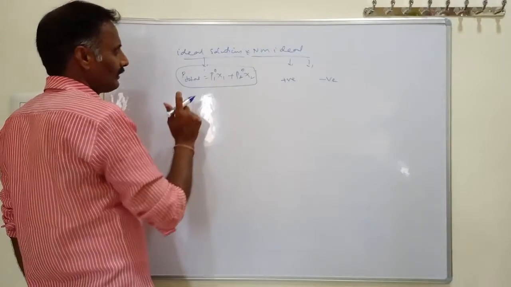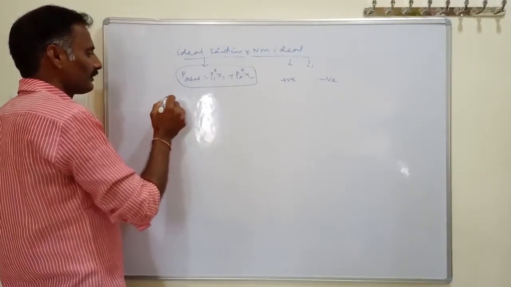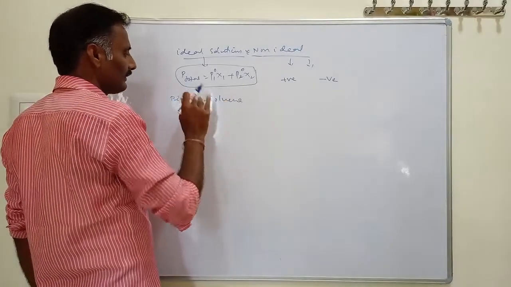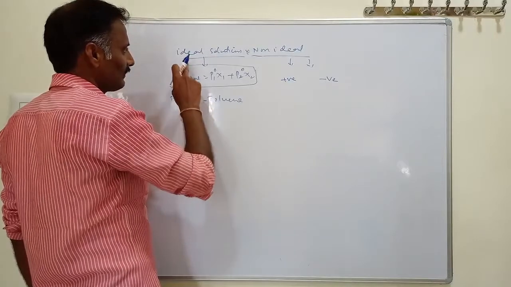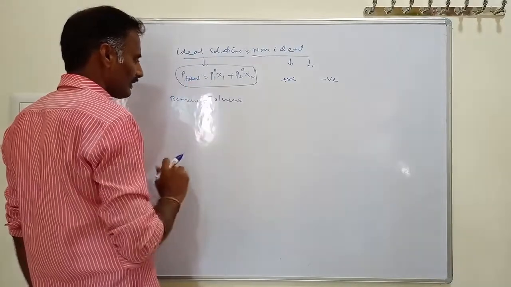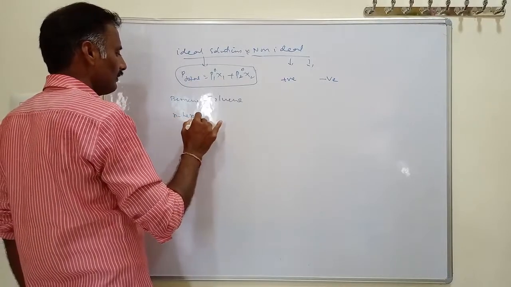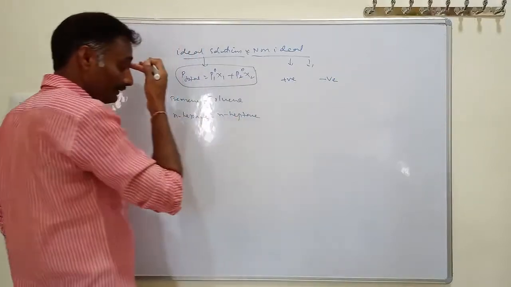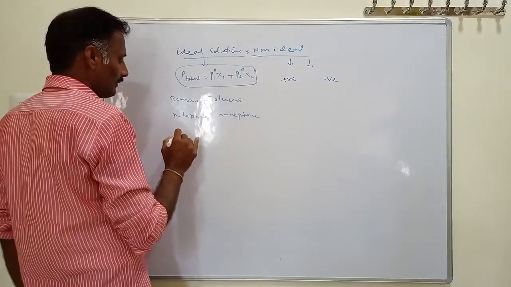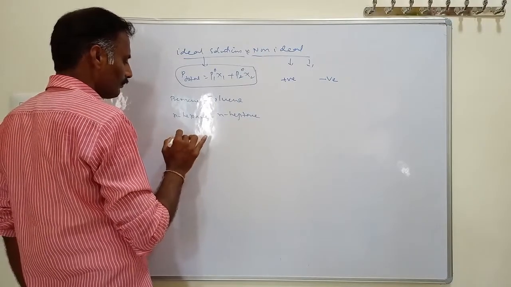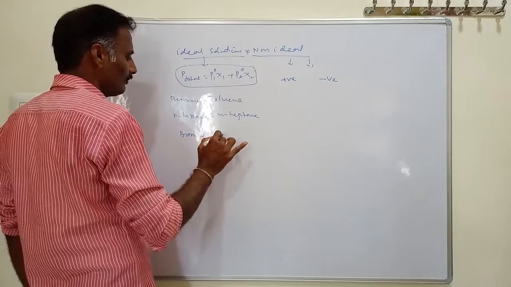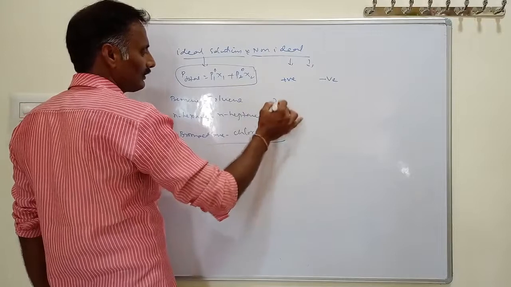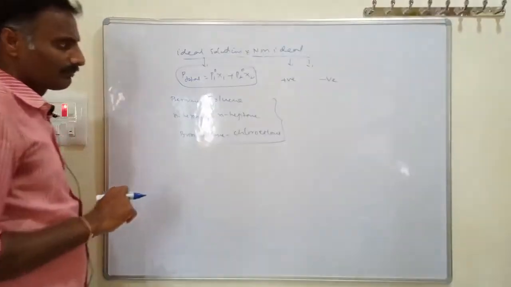In case of ideal solutions, for example, benzene and toluene. By mixing benzene and toluene, you get a solution that satisfies Raoult's law over the entire range of concentration. Another is n-hexane and n-heptane, which satisfies Raoult's law here. And one more is bromoethane and chloroethane. These solutions are called ideal solutions.